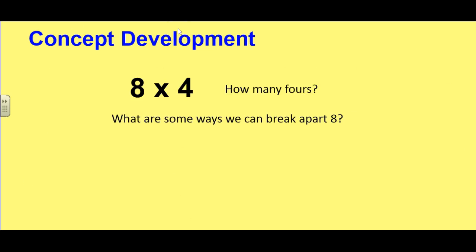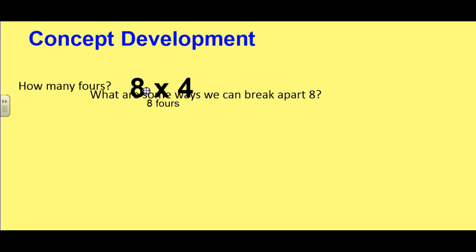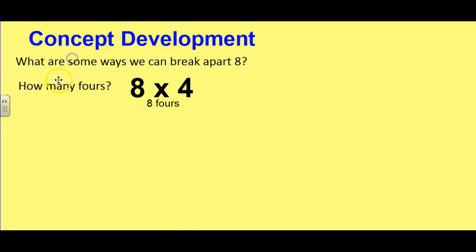Okay, so now we're going to try one without an array and just with the problem. So the first question it says is, how many 4s do we have? So on your piece of paper I do want you to write 8 times 4, and then beside it we're going to put that we have 8 4s, because that's how many 4s that actually is. So we know that 8 times 4 is the same thing as 8 4s. I'm going to move this up here.